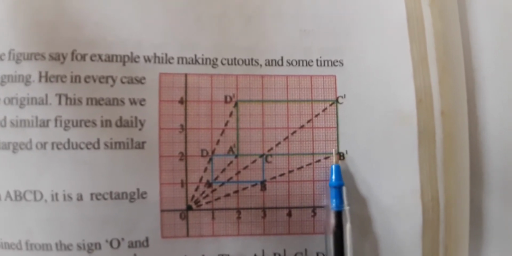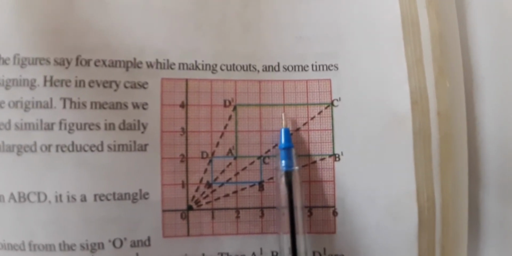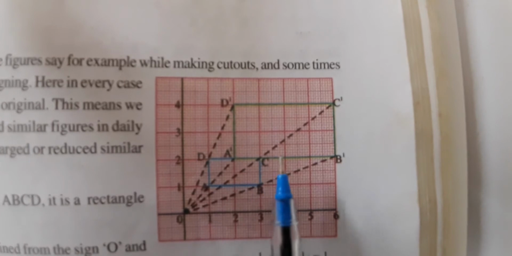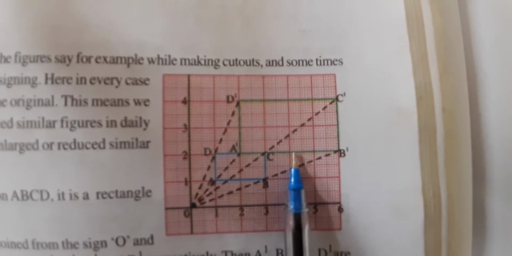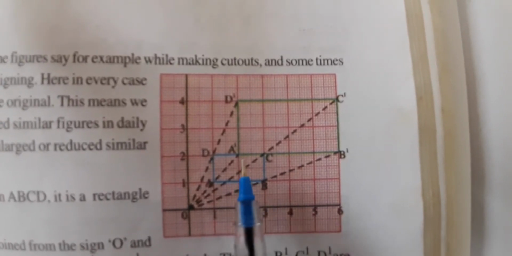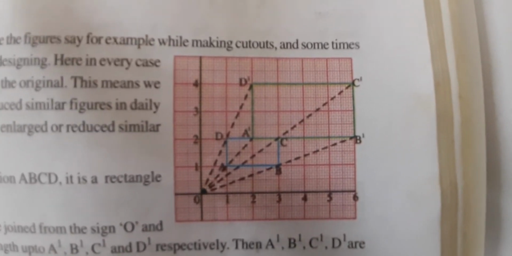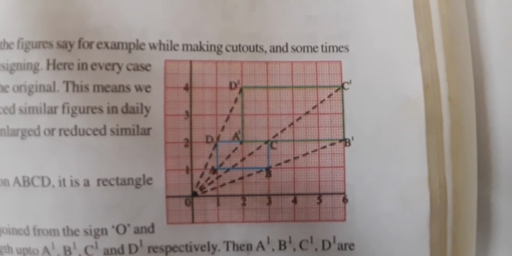So how many times is it increased by? 2 times. So what is the ratio of the corresponding sides? 1 centimeter by 2 centimeters, 2 centimeters by 4 centimeters. That means the scale factor is the one which is going to decide how many times you are going to enlarge a picture. This is very important in dilation.